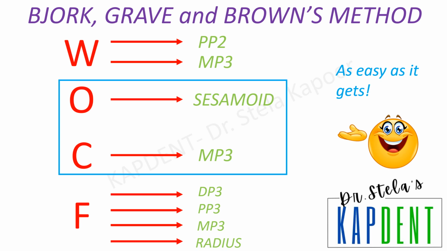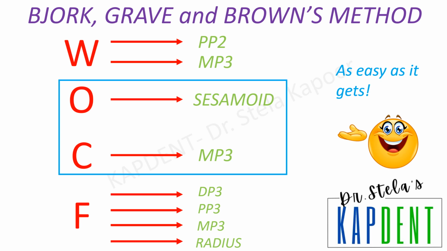So first is the widening of epiphysis such that it becomes equal to the diaphysis. We look for that in 2 sites, that is PP2 and MP3. PP2 is the proximal phalange of the second finger. MP3 is the middle phalange of the third finger. O is simple, it is the ossification of the small calcified bone, that is sesamoid, adjacent to the thumb. The third stage, C, has only one site, MP3. It is the capping of the epiphysis over the diaphysis.